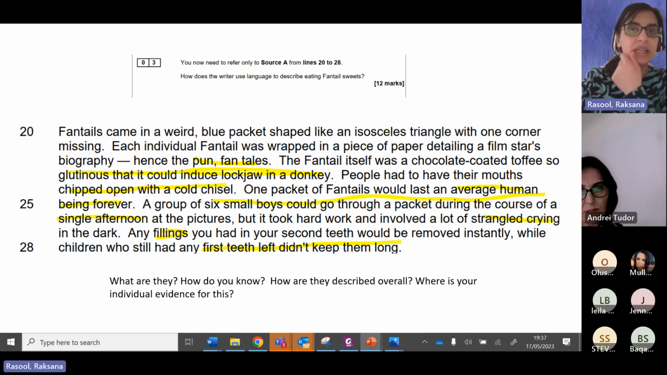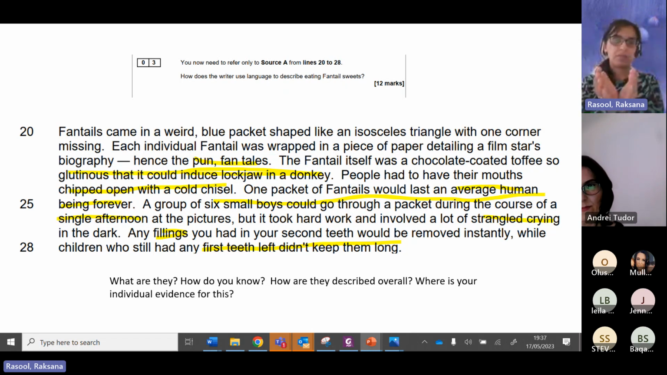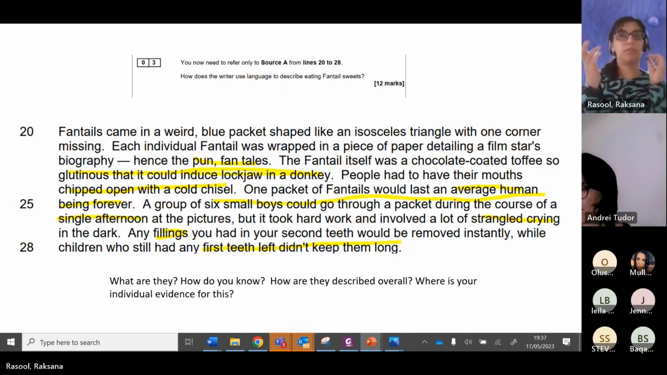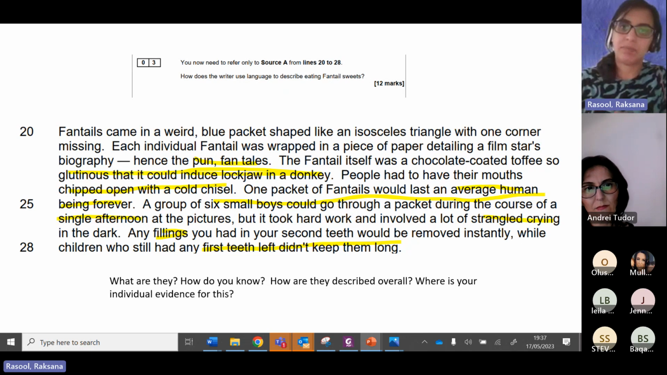And again, all these techniques, the metaphors, the alliteration, the hyperbole, the exaggeration, they are describing fantail sweets as tempting but painful to eat because they are difficult to chew because of the toffee. And that would be your overall statement. Does anyone have anything else that they would mention or talk about in this section instead?